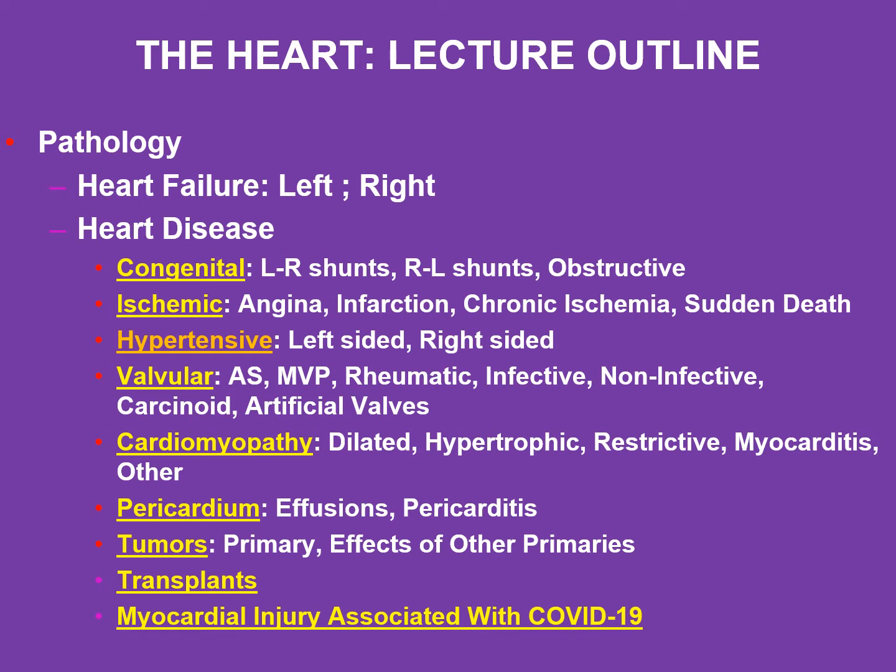Basically, the lecture outline consists of pathology, heart failure. We will discuss the left and the right heart diseases, which include your congenital heart disease. Briefly, I will discuss the left-to-right and the right-to-left shunts and obstructive lesions. We have the ischemic, hypertensive, valvular, cardiomyopathy, pericardium, tumors, very brief on transplantation, and myocardial injury associated with COVID-19.